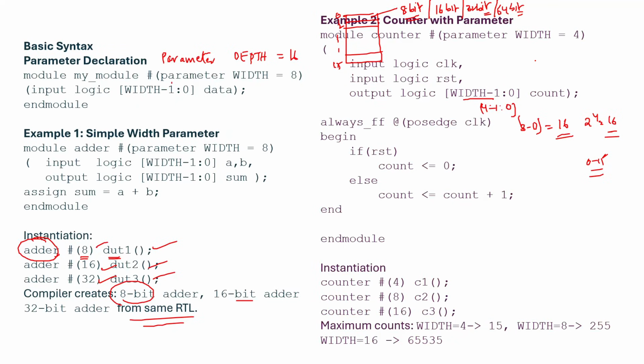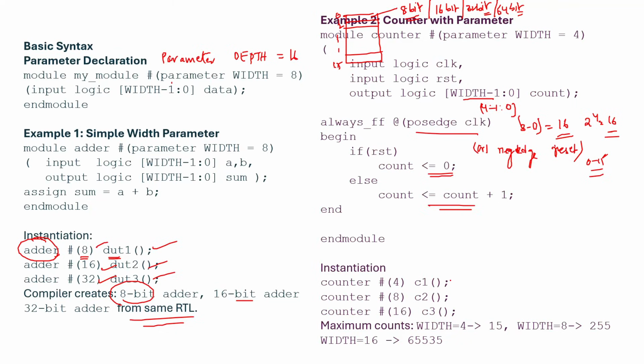In the same way, they are asking about asynchronous. Asynchronous means positive edge clock or negative edge reset. Based on the reset it will count again. If reset, count equal to 0, else count equal to count plus 1.